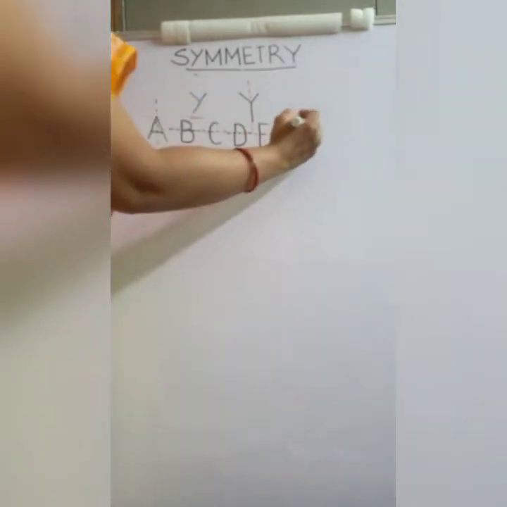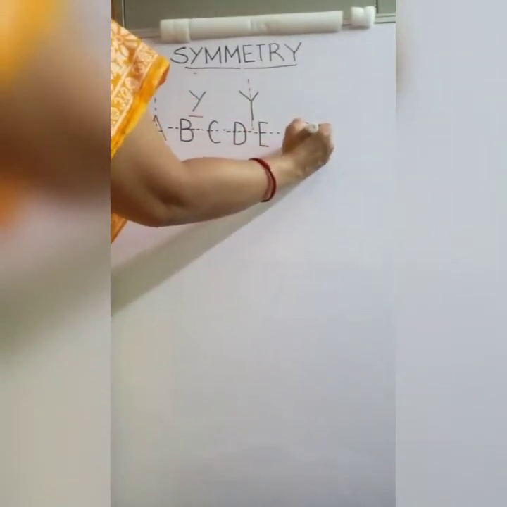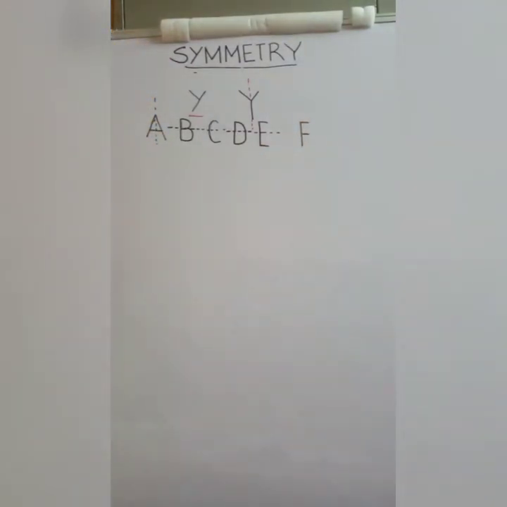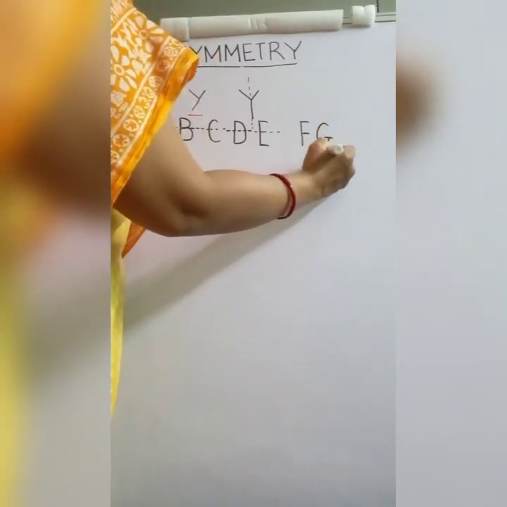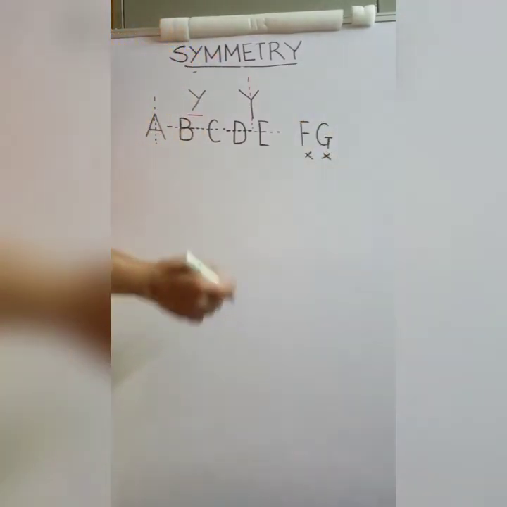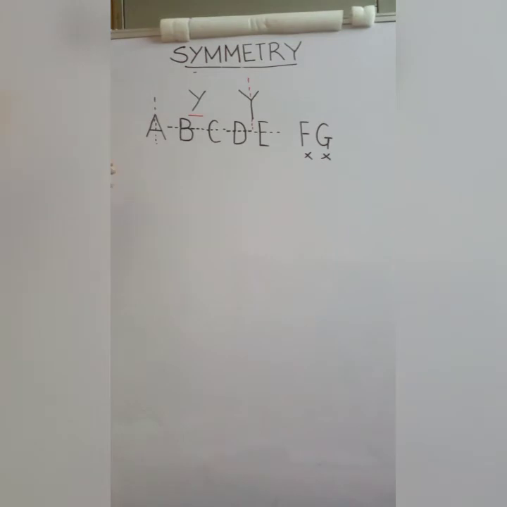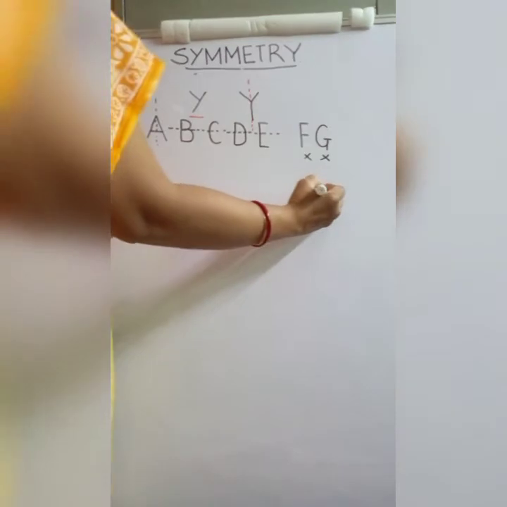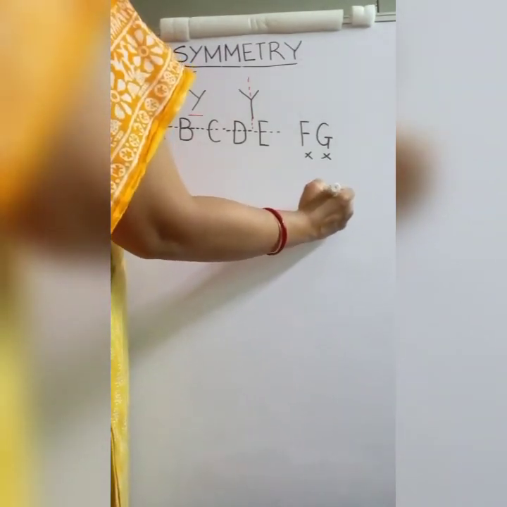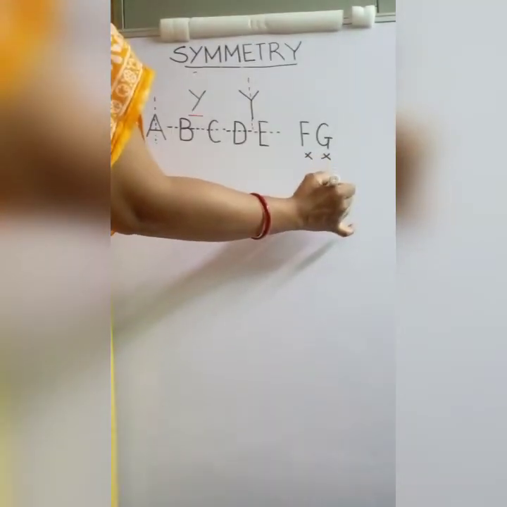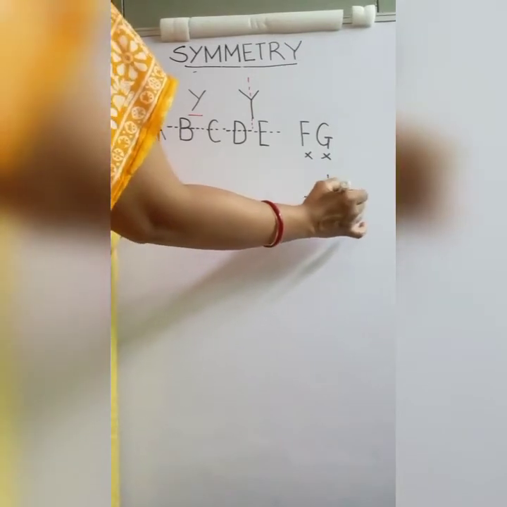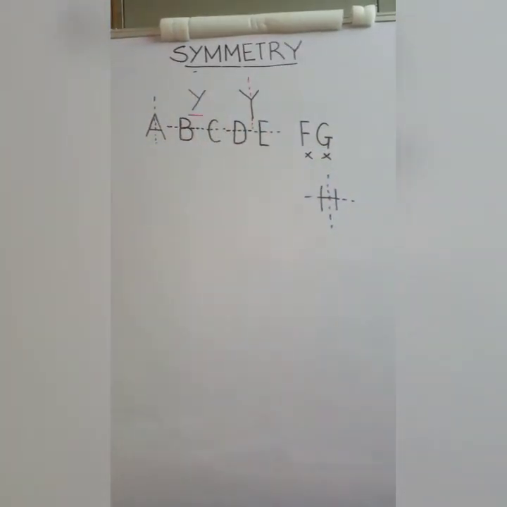For the alphabet F, we don't have any line of symmetry. G, we have no line of symmetry. Nowhere it can be folded to make half. Now comes H. See children, when we are writing H, we have two lines of symmetry. One is the vertical line, another is the horizontal line of symmetry.